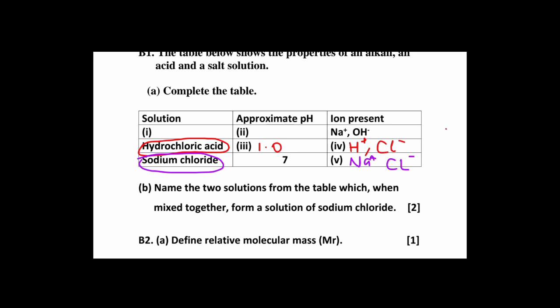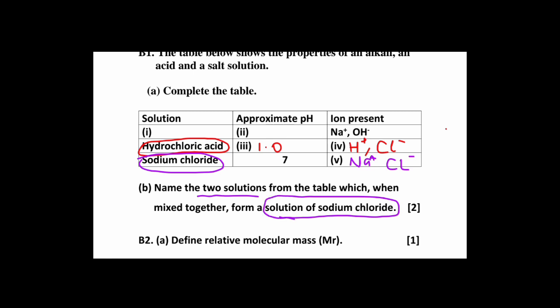We go to B. Name the two solutions from the table which, when mixed together, form a solution of sodium chloride. Two solutions from the table, not from anywhere, from the table. The challenge is that some of you guys, you fail to analyze questions. So the answers you should come up with should come from where? The table. The salt which is being prepared is in solution form, and it is sodium chloride.